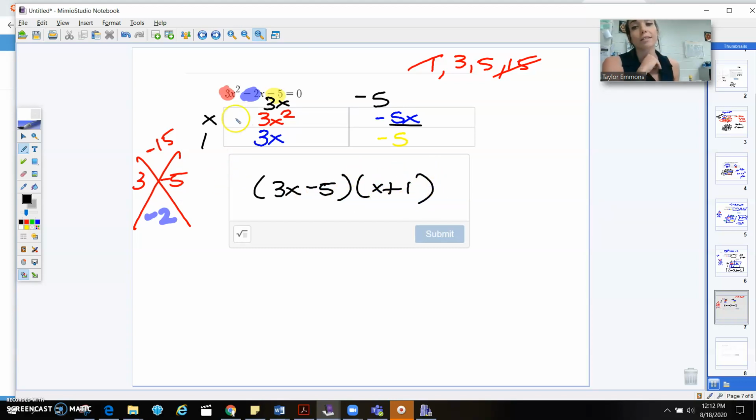The quickest way to check this is to multiply back out. So if we take this and we multiply all of these factors back out, and we get the same thing as what we started with, we're good. If we don't, then we did something wrong in our big X or in our box.